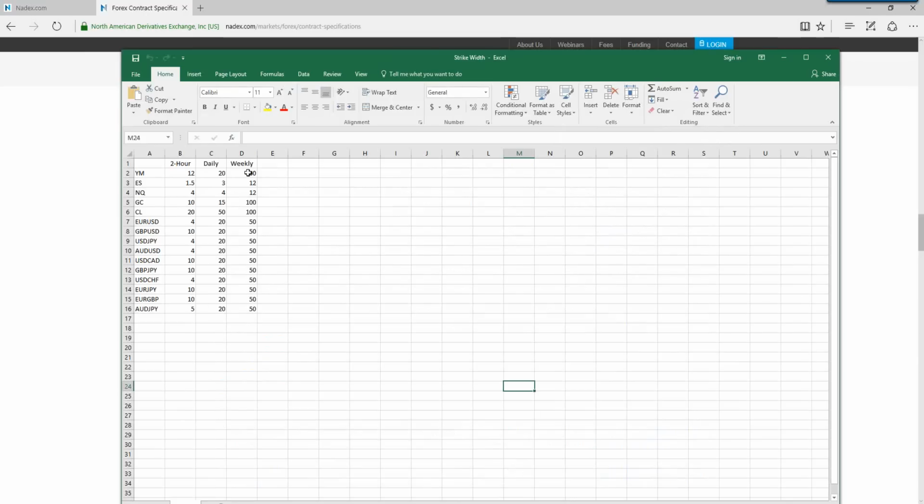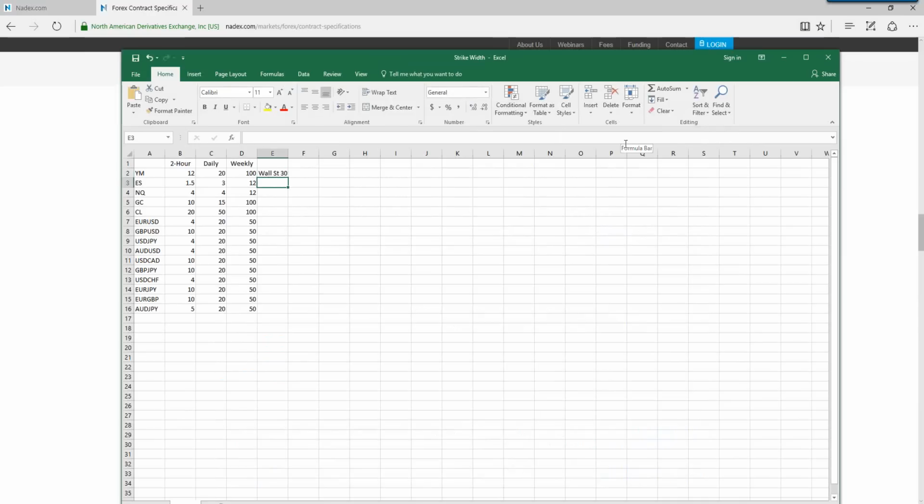For example, on the Dow, what is the Dow? Do you know the market that correlates to that on the binary option side? The Dow is the underlying. What would the binary option market be? Anybody know? It's the Wall Street 30.